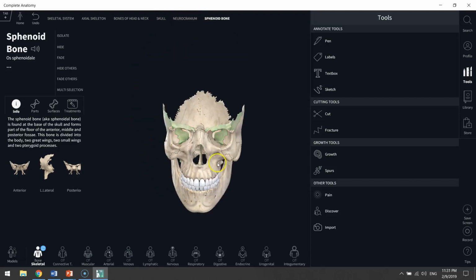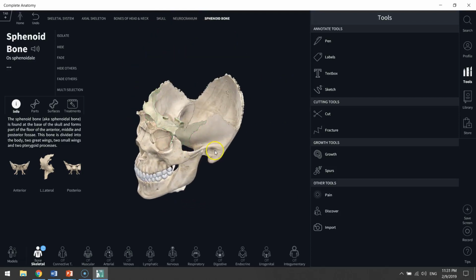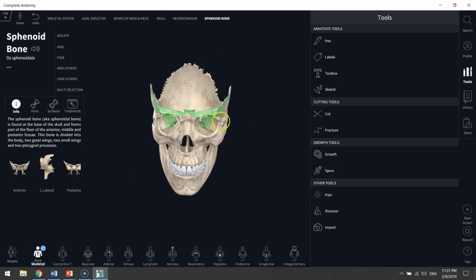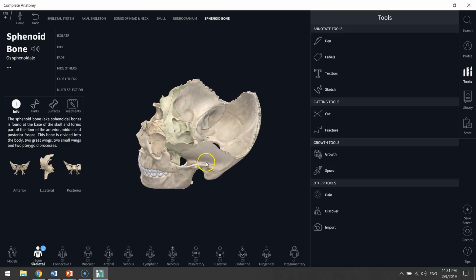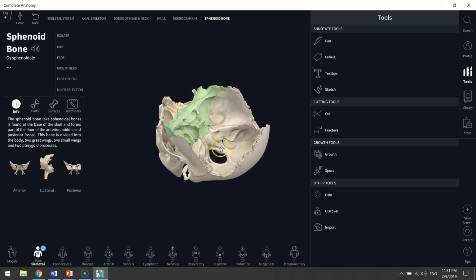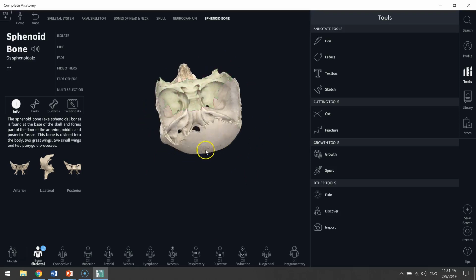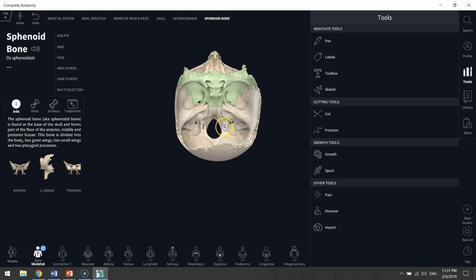Now, what I have done is removed several bones, including the frontal and the parietal bones, so we can get a better, clearer view of the sphenoid bone. If we rotate the model so we can look at it superiorly, you can clearly see the sphenoid bone with its structure.